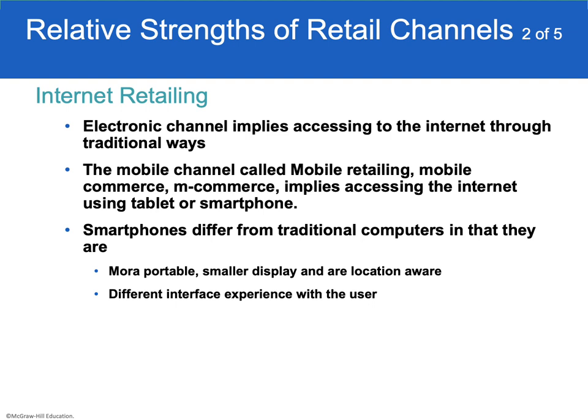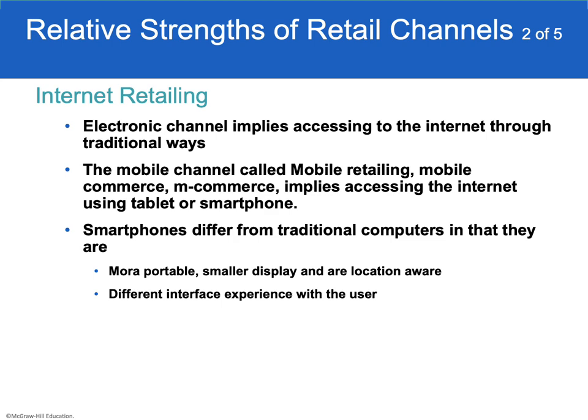At the same time, because of the information they gather, the internet channel also may increase consumer risk, which represents a potential threat that retailers must address to ensure their competitive advantage. And there is an important point he also mentions, according to that: smartphones differ from the traditional computer. In what? They are more portable, have smaller displays, and are location aware. And of course we will talk about this topic in a bit. With a different interface experience for the user as well.